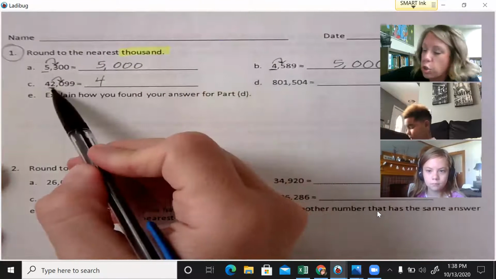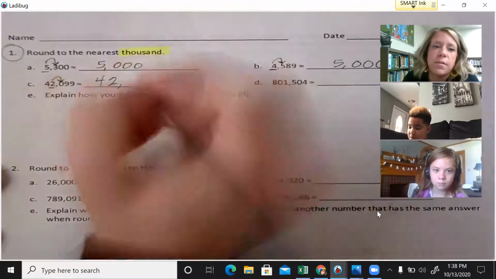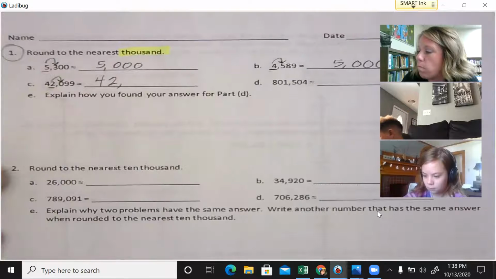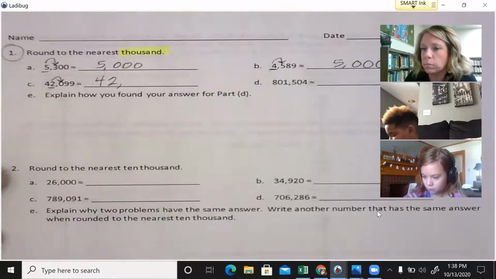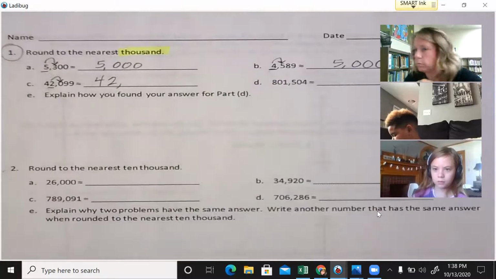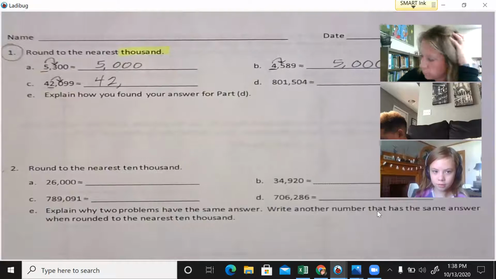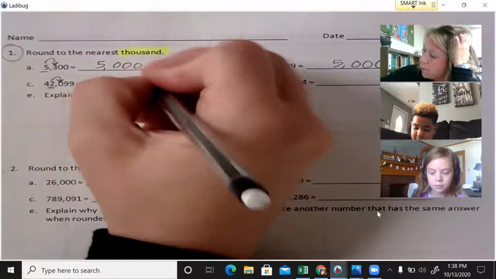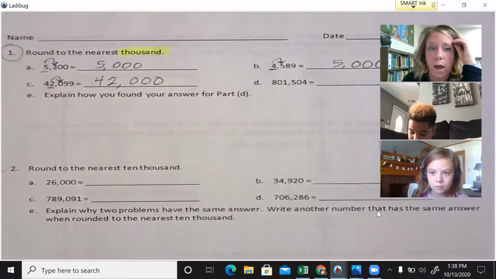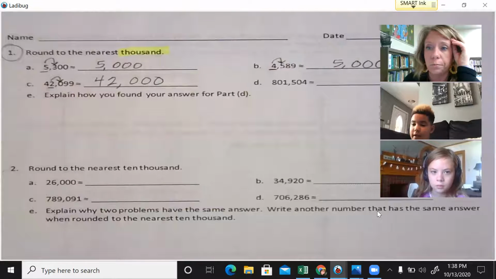Since I'm resting, the 2 stays the same. What happens to everything else, Nina? They all turn into zeros. So 42,099 rounded to the nearest thousand is 42,000. That's our closest thousand.